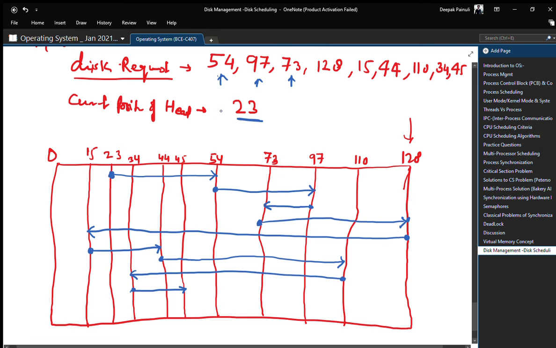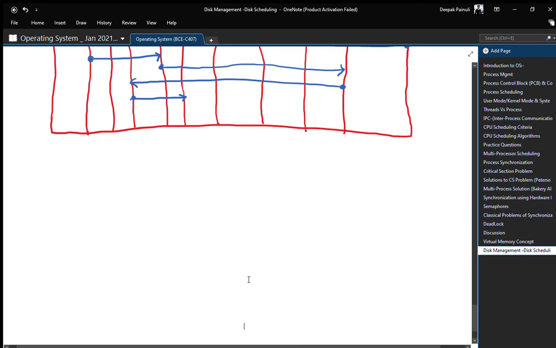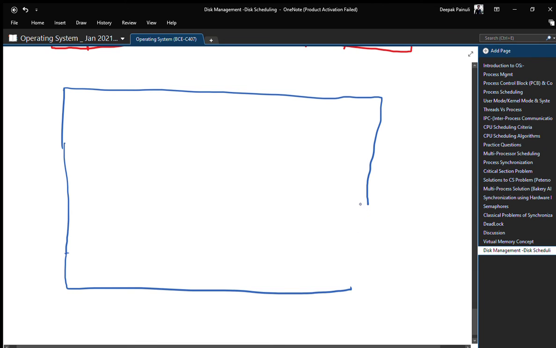First head will move from 23 to 54 because the first request is for 54, and after 54 the second request is for 97. So our head will move from 54 to 97, right? And after 97 the next request is for 73, and like that we will draw all the moves. Why are we drawing them? Because then it will be easy to calculate the total head movement of this disk, right? To calculate total head movement, we will draw a table where we record all the individual head movements, and then take the total of those, because the total number of head movements is the criterion for understanding whether this particular scheduling algorithm is a good one, the best one, or the worst one, right?